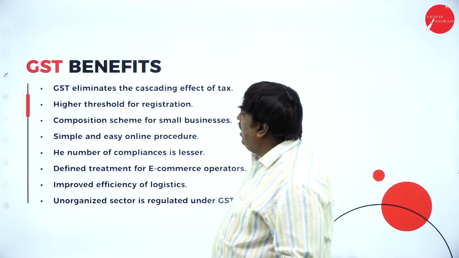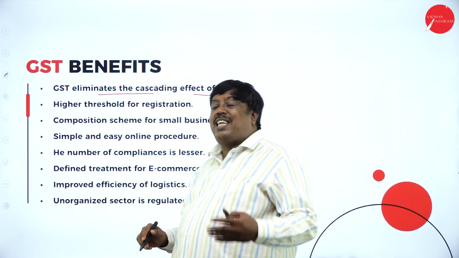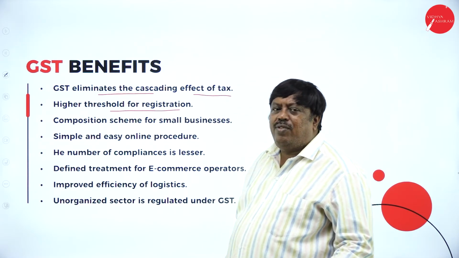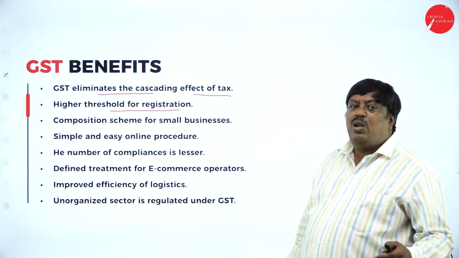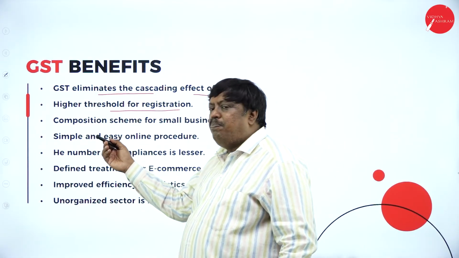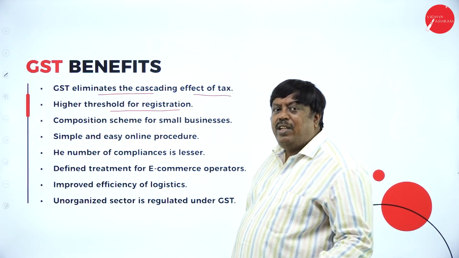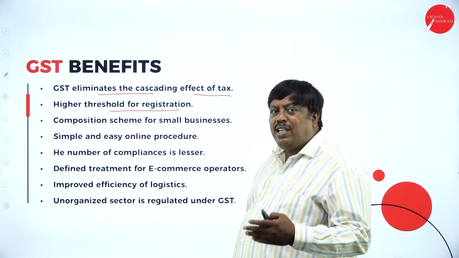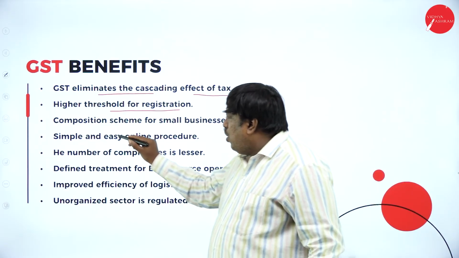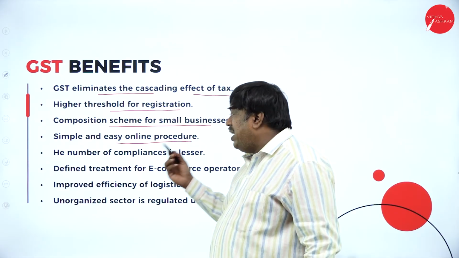What is the benefit? GST eliminates the cascading effect of tax, that is tax on tax schemes. Higher threshold for registration means higher rate of GST will be excluded here. Only normal concept of tax are levied. There will be no burden on the person who is going to pay the tax and later is going to get the benefit of input tax credit. Only the tax will be paid by the final and the ultimate consumer. Composition scheme for small business, easy online procedures, and it is very simple.